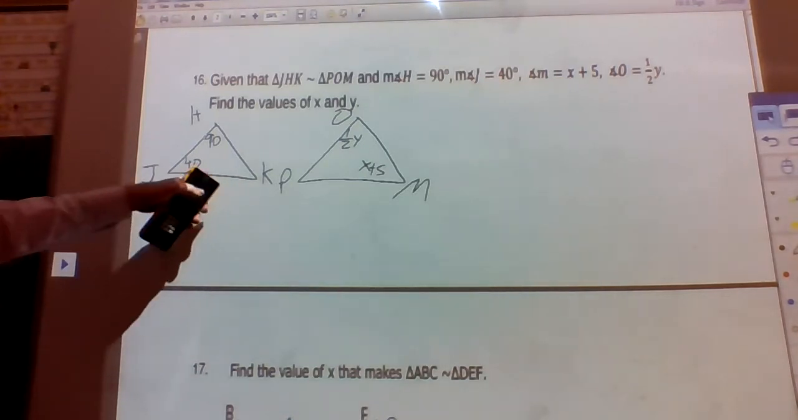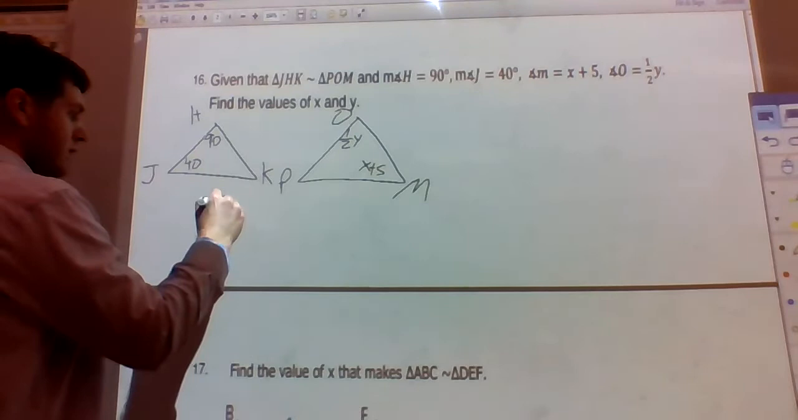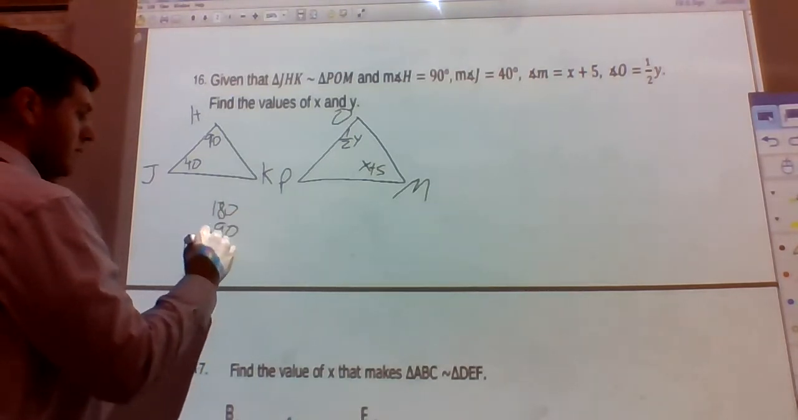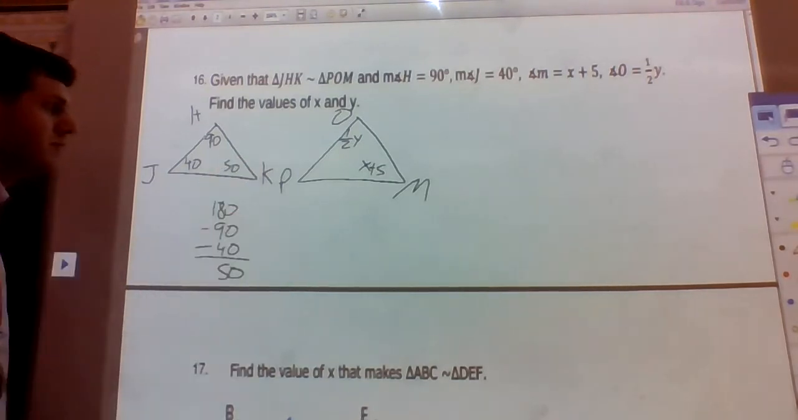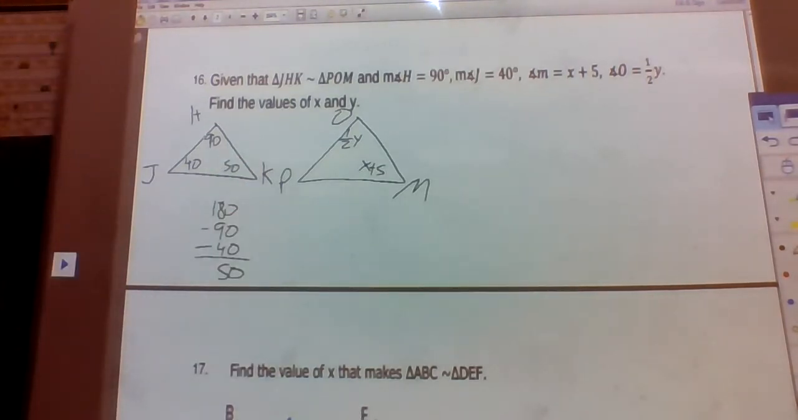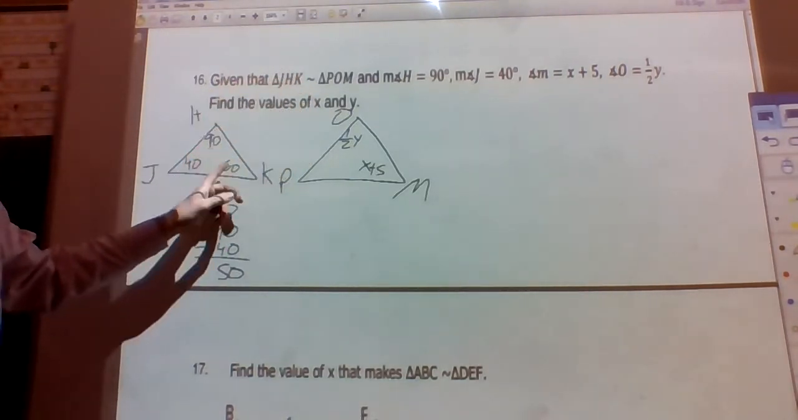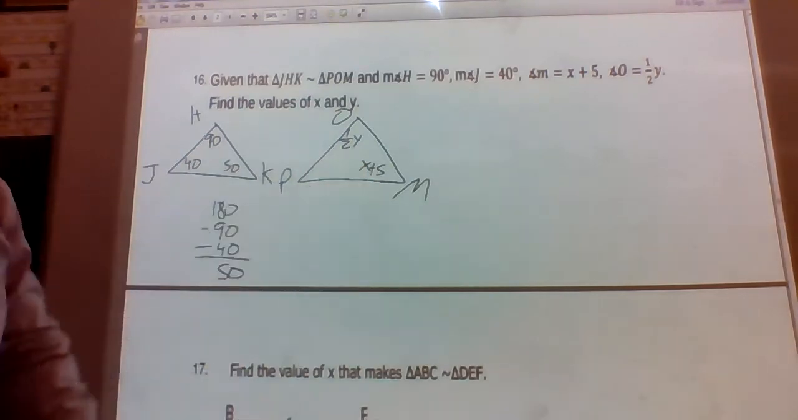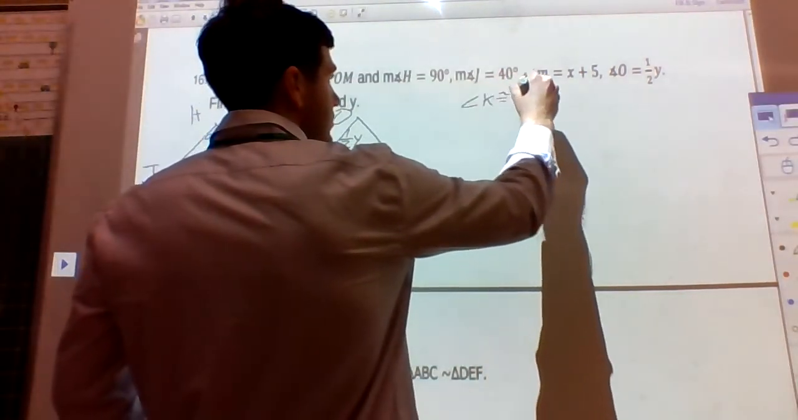Well, let's find the measure of angle K. We know that the three angles of a triangle are going to add up to 180. So 180 minus 90 minus 40 is going to give us 50. Three angles of a triangle have to add up to 180. Triangle sum theorem. Corresponding angles of similar triangles are going to be congruent. So we know that 50 and x plus 5 are going to match up. We know angle K is congruent to angle M.